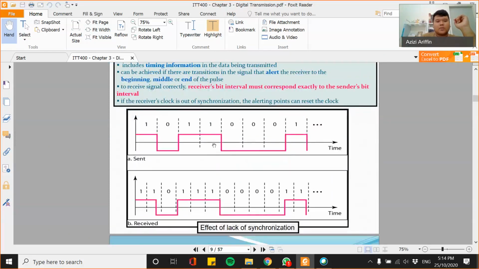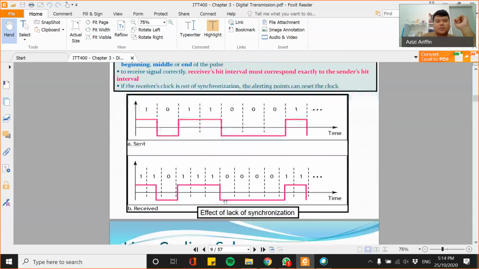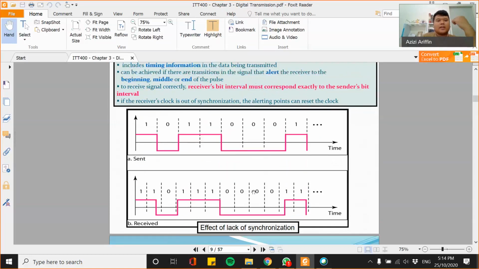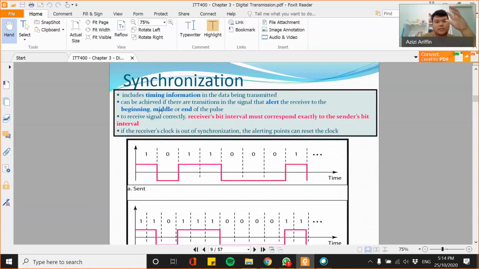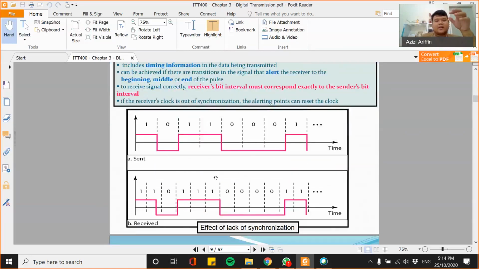So here this is a normal one, 1010. Maybe the lack also, for example, if it's lack of synchronization, so it doesn't know when the ones begin or when the zeros start. See, right? So that's why we need synchronization. And later on in the digital encoding, we will learn how some of the encoding can provide synchronization using its technique or method.